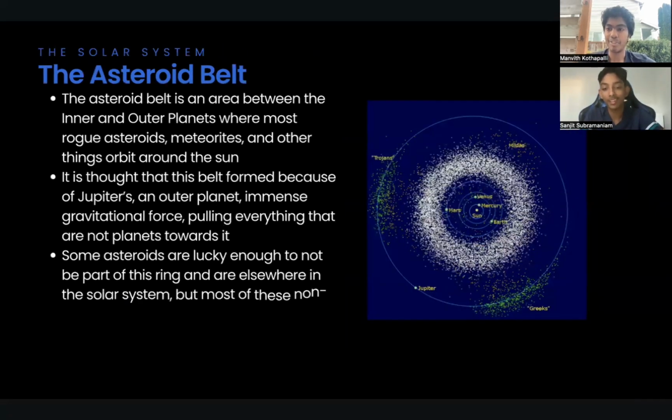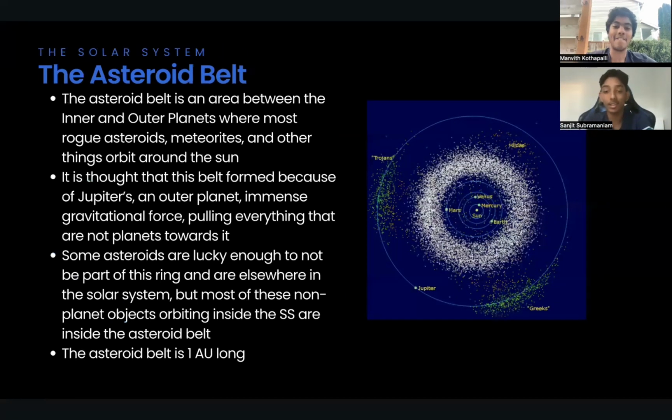And now let's talk about the asteroid belt. The asteroid belt, like I said, is an area between the inner and outer planets where most rogue asteroids, meteorites, and other things stay in orbit around the sun. It is thought that this belt formed because of Jupiter's and the outer planets' immense gravitational force, pulling everything that is not a planet towards it. Some asteroids are lucky enough not to be part of this ring and are elsewhere in the solar system, but most of these non-planet objects orbiting in the solar system are inside the asteroid belt. The asteroid belt is approximately 1 AU long, which is approximately the distance from the Earth to the Sun.